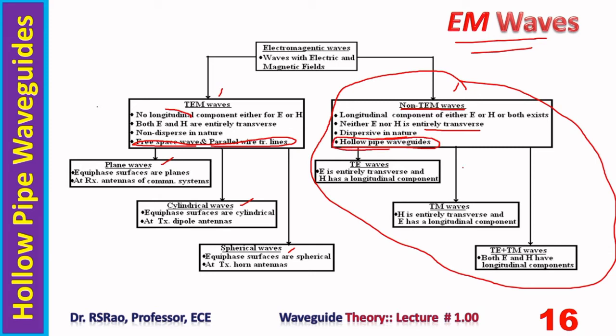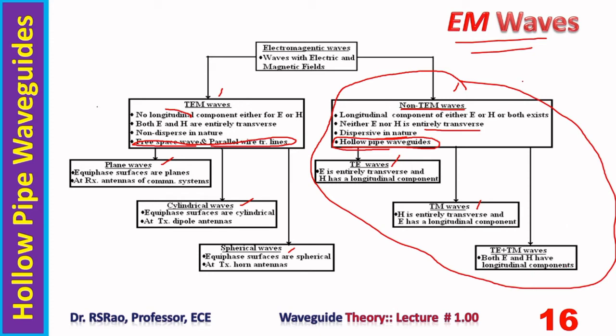Three types of non-TEM waves are there. One is TE. E is entirely transverse and H has a longitudinal component, that is TE. TM wave, what is TM wave? H is entirely transverse and E has a longitudinal component. Third type is TE plus TM. Other names are also there, like mixed waves, hybrid waves. Both E and H have longitudinal components.